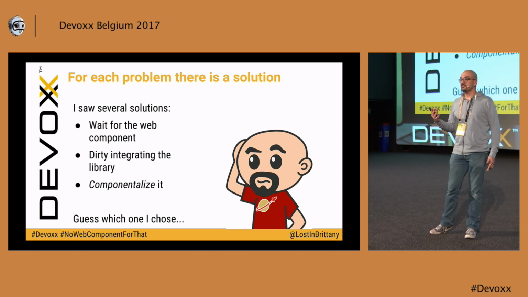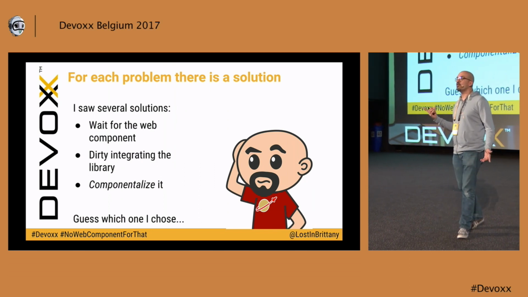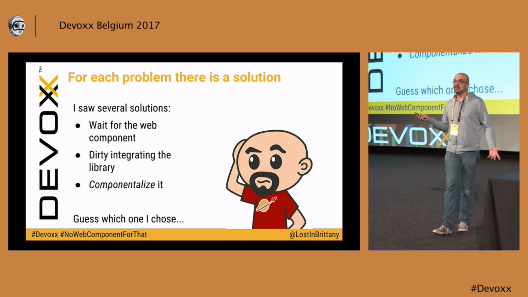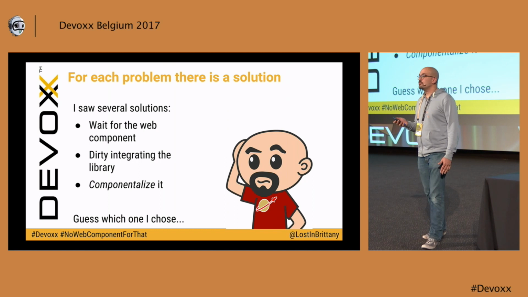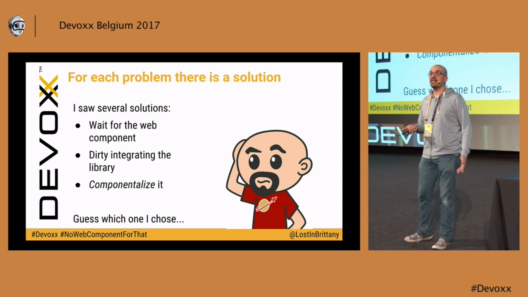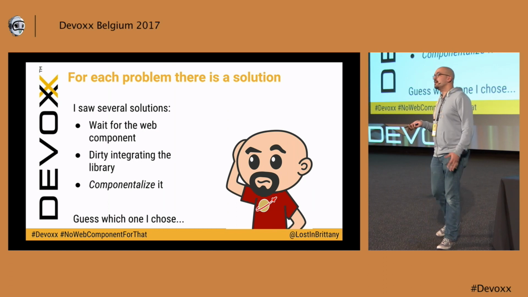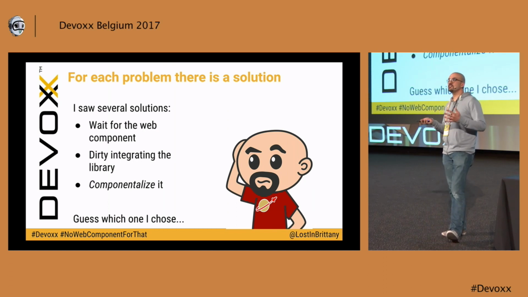I had 3 solutions. The first one, I could simply wait for somebody else to do it, but I had a deadline. The second one, I could try to use the libraries, D3.js and NVD3, directly in one of my components and do some hacky way to make it work, a bit like people who use jQuery inside an AngularJS application. It is hacky, it's difficult to maintain, but it works.